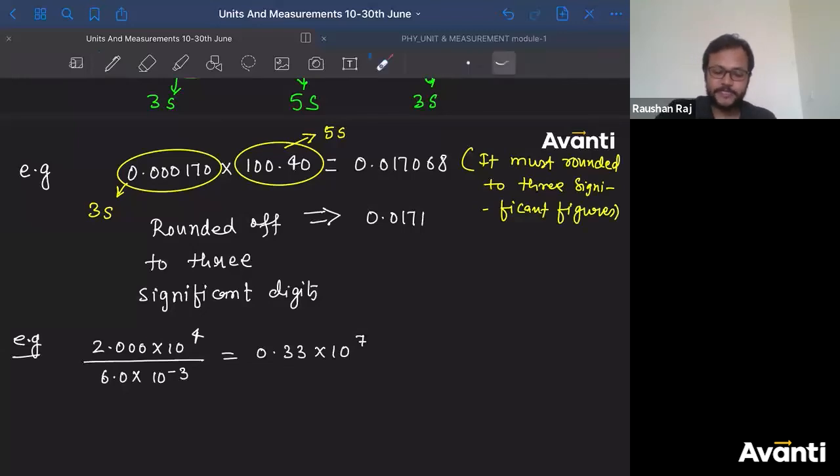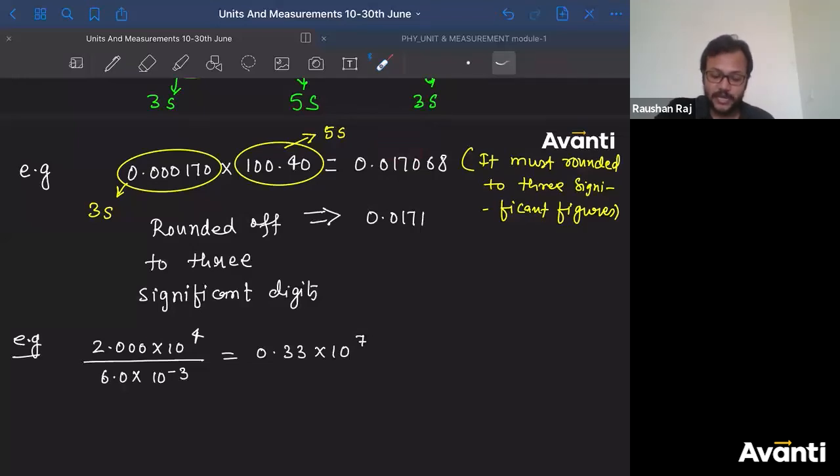ठीक है? That is what happened here. कैसे करेंगे? So now tell me, if you are having a decimal, you count from which part? Left part. So 170. They are what? The significant digits. So I have to only consider 1, 7, and this part.